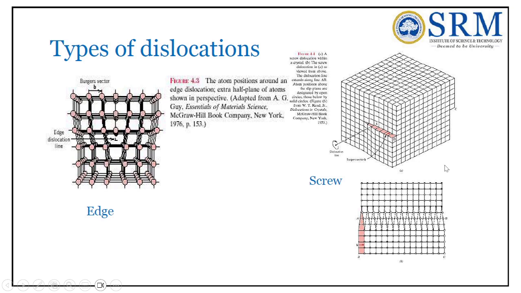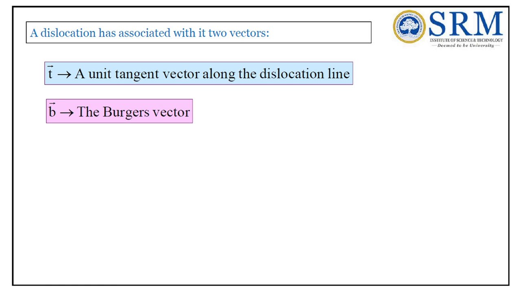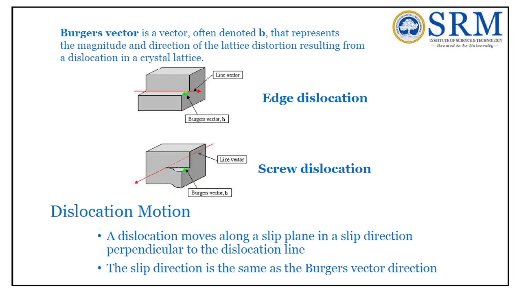The dislocations are characterized by a vector called the Burgers vector. So a dislocation is associated with two vectors. One vector is called the Burgers vector, represented by the B vector, and the other is a unit tangent vector along the dislocation line. Normally this Burgers vector will act in the plane perpendicular to the tangent vector. You can see this one.